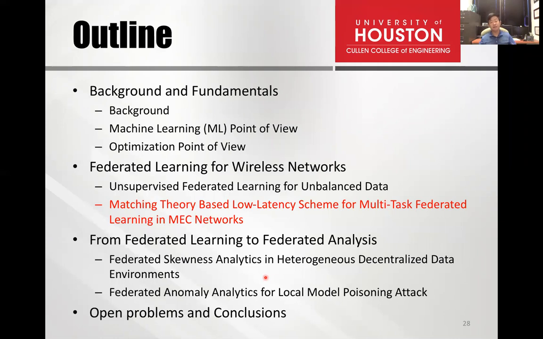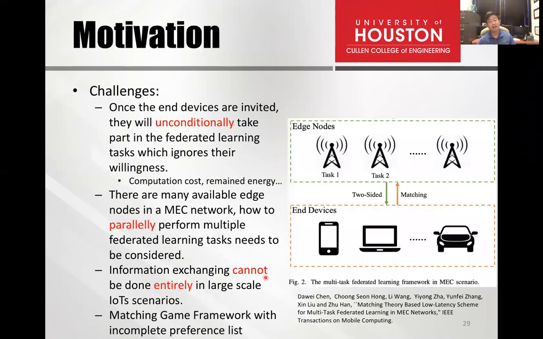Another point is matching theory with low latency and multitask federated learning. So what is multitask? In previous federated learning, everybody had just one choice: we want to implement this one task only. However, in the future, every device will have its own preference and its own ability, due to mobility and other situations. And for this kind of mobile edge node, they will have different tasks.